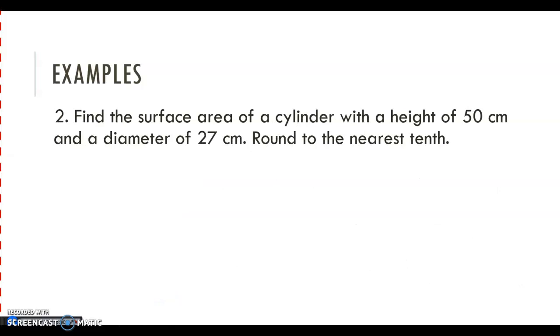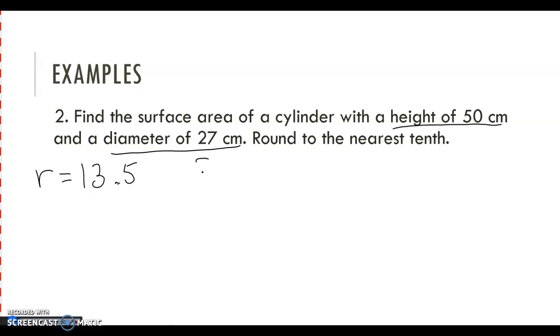Let's do another one. So we're going to find the surface area of a cylinder with a height of 50 centimeters and a diameter of 27 centimeters. So here's one thing that I need to know, the radius. If the diameter is 27 centimeters, the diameter goes the whole way across the circle. So we're just interested in the radius, which is going to be half of this diameter. So half of 27, and we'll use decimals here, is going to be 13.5. And we'll use the decimal just so it's easier to substitute in.